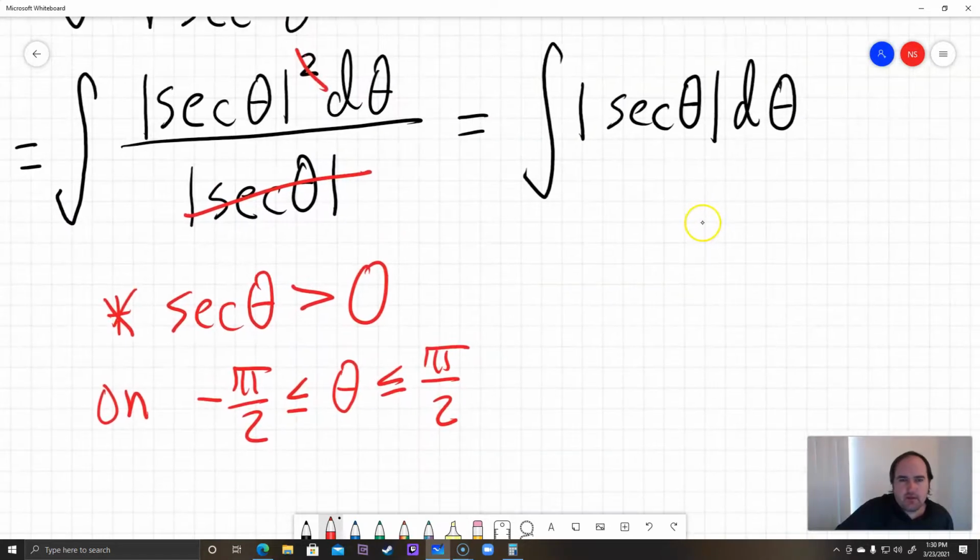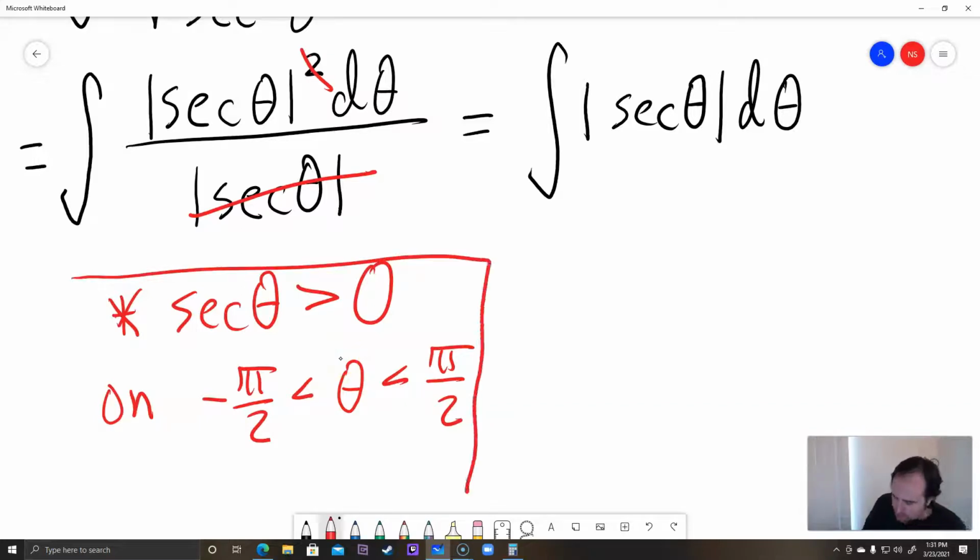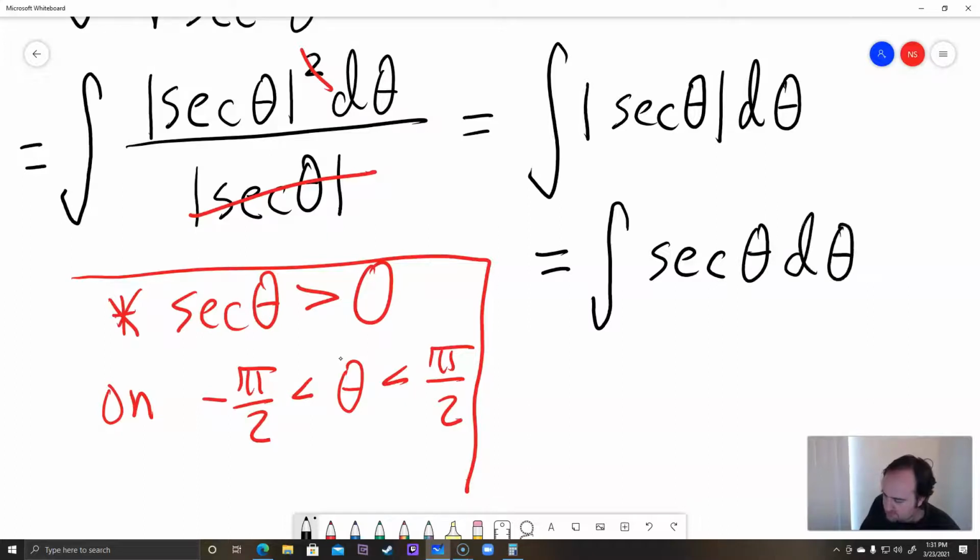Okay, so anyway, when all is said and done, because secant of theta is greater than 0, and I shouldn't have put, sorry, let me erase these. It's supposed to say less than down here: negative pi over 2 is less than theta is less than pi over 2. That was a little mistake I made there. Since secant of theta is greater than 0, the absolute value of secant of theta is the same as secant of theta. So that was a long way of explaining it, but this is just equal to the integral of secant of theta d theta.